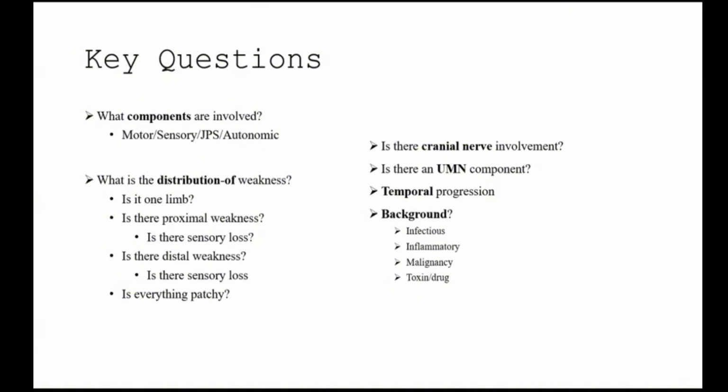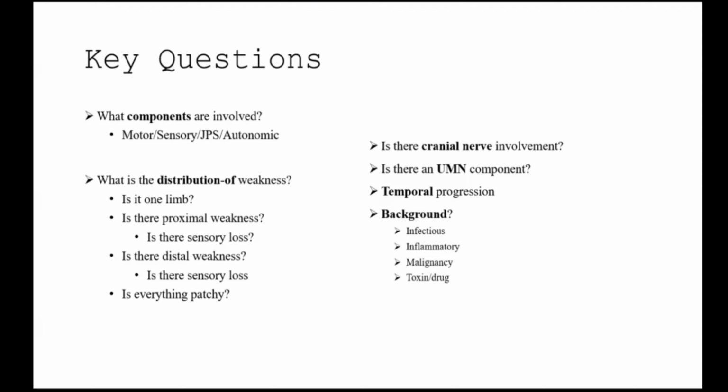The first question is, is it only one limb that is involved? If it is just one limb, we are thinking of root or plexus diseases. If it is not just one limb, then the next question we ask is, is the upper limb involved? Is the proximal part of the upper limb involved? And then is there sensory loss together with this weakness? If there is no sensory loss, we are thinking of myopathy and neuromuscular junction patterns. If there is sensory loss, we are thinking of demyelinating diseases.